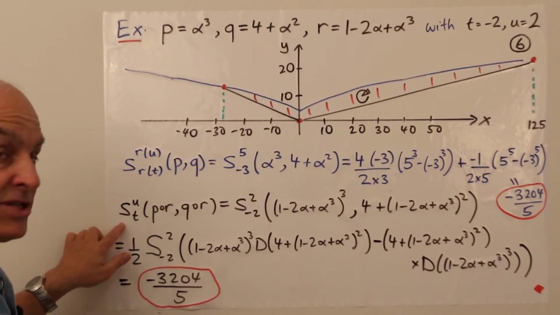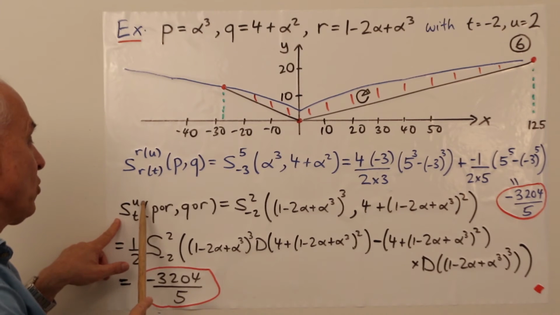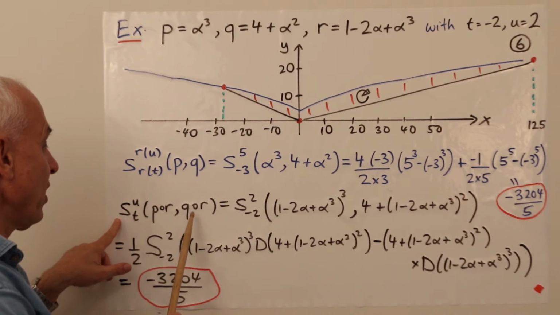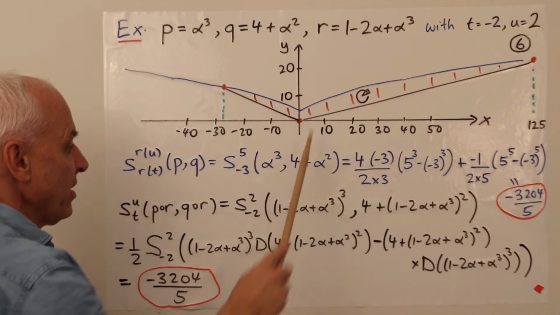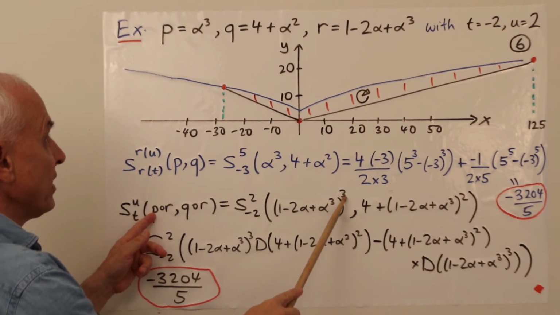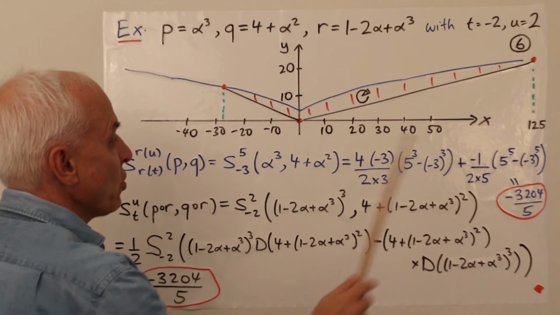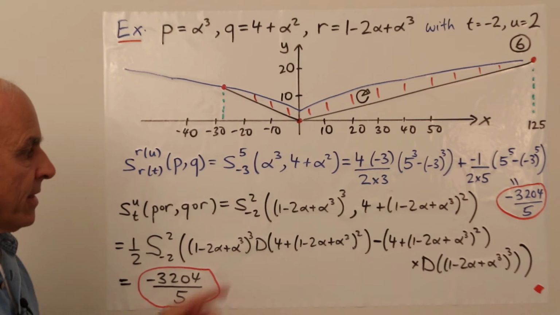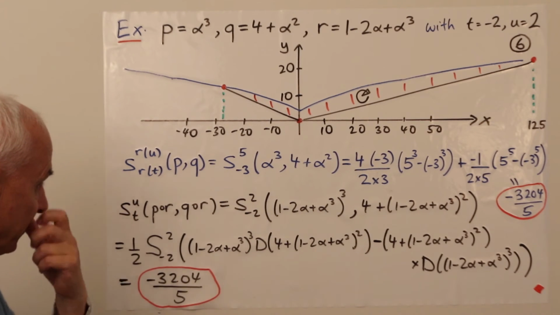Right, and now the other side of the change of variables, signed area from t to u of the composition p circle r and q circle r. Okay, r is this expression. There it is cubed, that's the p function, and here is 4 plus that quantity squared. That's inside, more complicated, but the bounds are a little bit simpler.